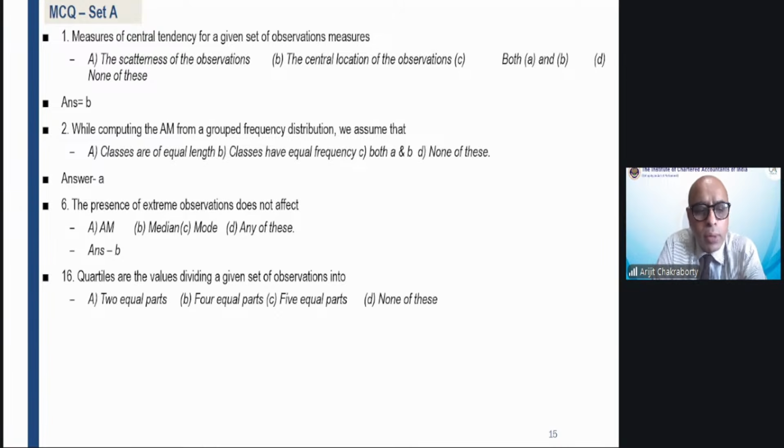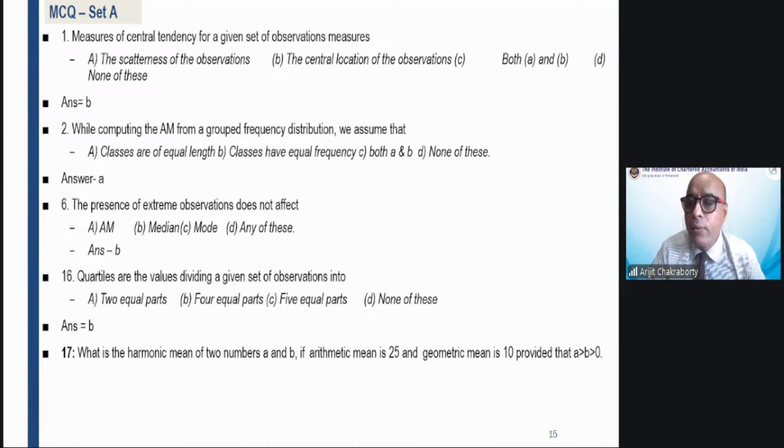Question 16. Quartiles are the values dividing a given set of observations into how many parts? Quartile means 4 parts, so we will go with option B. And please remember we had Q1 first quartile, second quartile, which is also the median, and third quartile Q3.